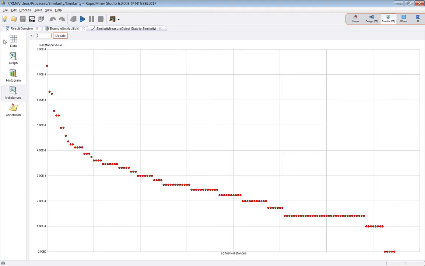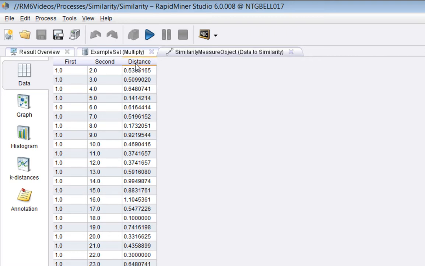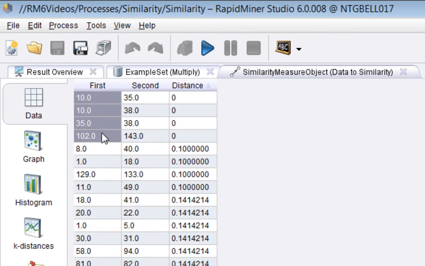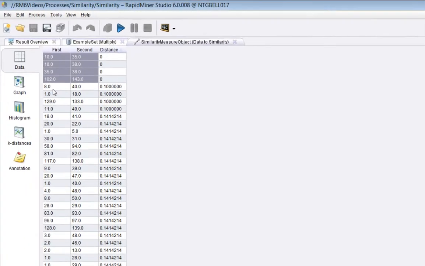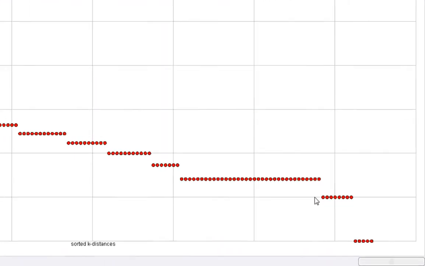If we look at the data, we can convince ourselves where that's coming from. So we can see where it's come from. If I sort by distance here, these are the pairs of examples that are zero distance apart. And if we count the number of unique IDs here, there's 1, 2, 3, 4, 5. There are 5 unique IDs here. K distance is, sure enough, 5 here. Go back to the data for point 1. We can convince ourselves there are 1, 2, 3, 4, 5, 6, 8 unique IDs here. Sure enough, 8 points there.